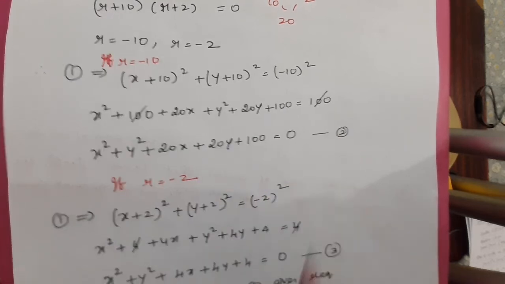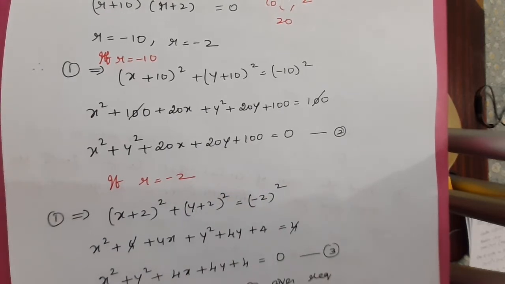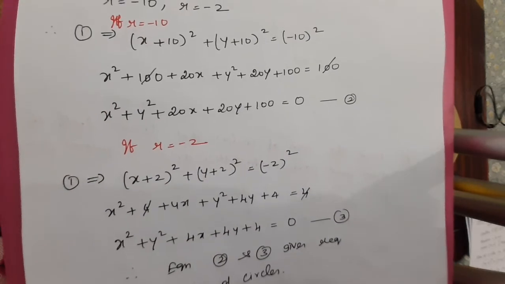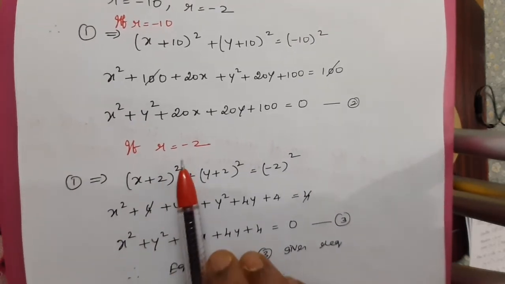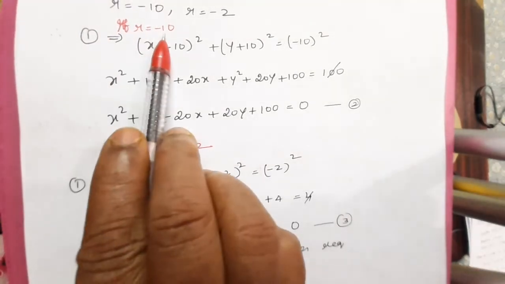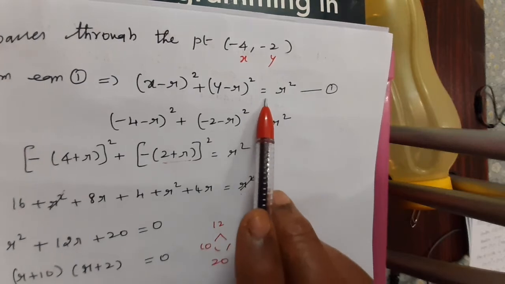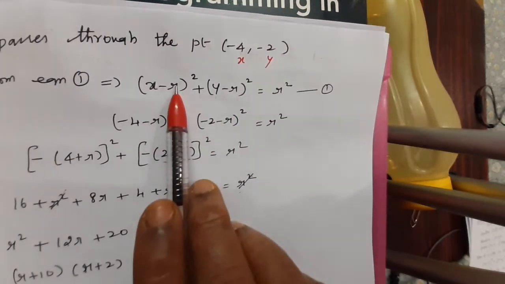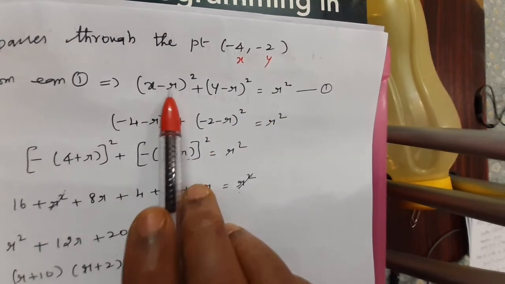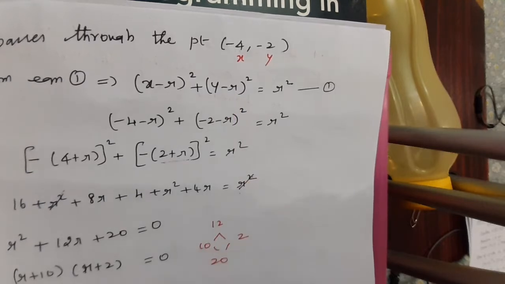Now we get the equation in terms of r equal to minus 10, which is the first result. Again, r equal to minus 2. Taking r equal to minus 2, we follow the same steps. Substitute in equation 1: instead of r you substitute minus 2. So minus into minus becomes plus 2, and here also minus into minus becomes plus 2.